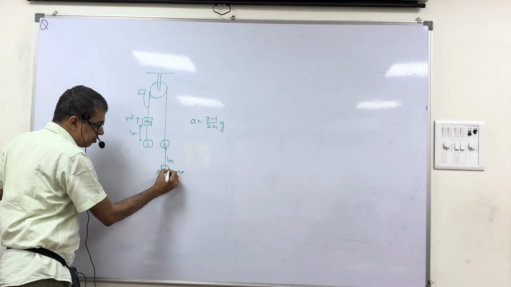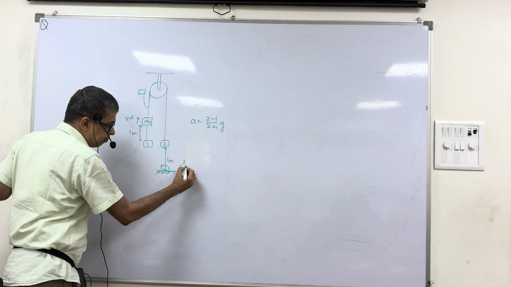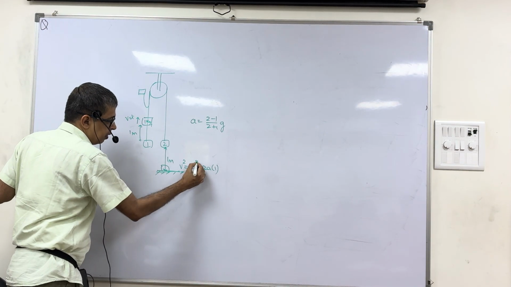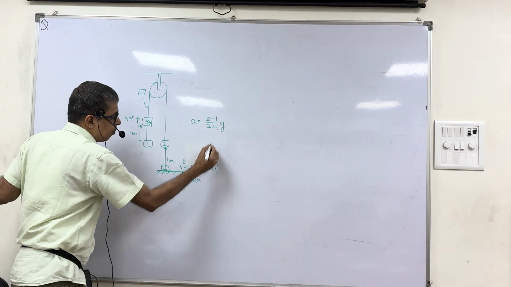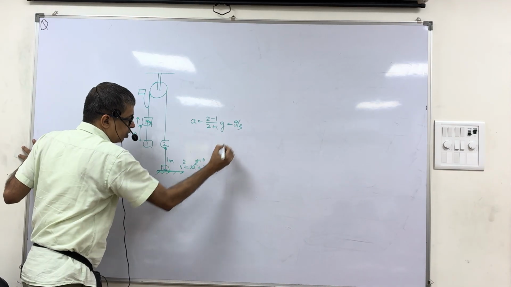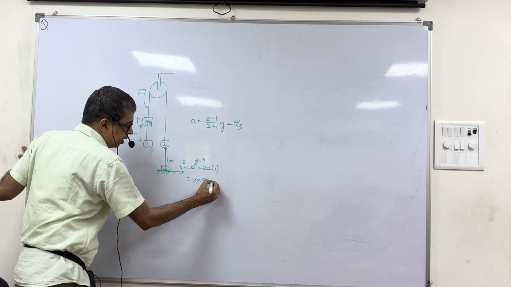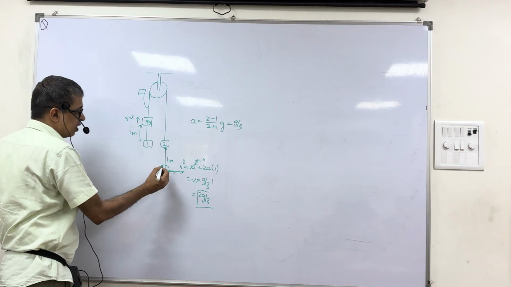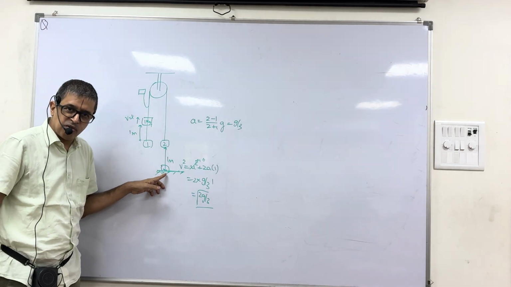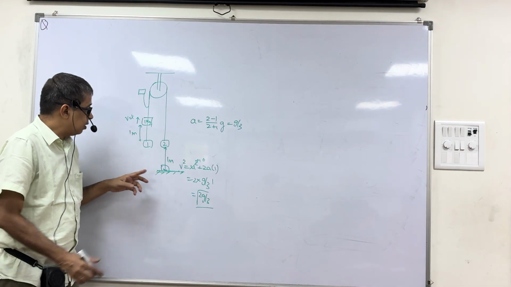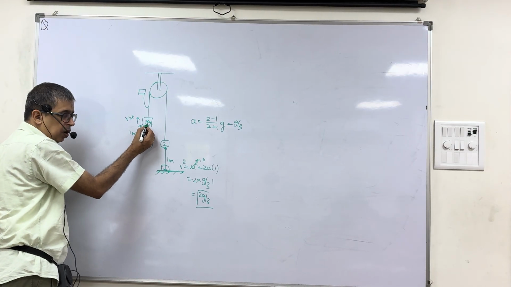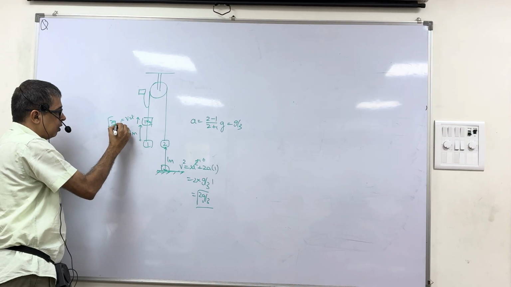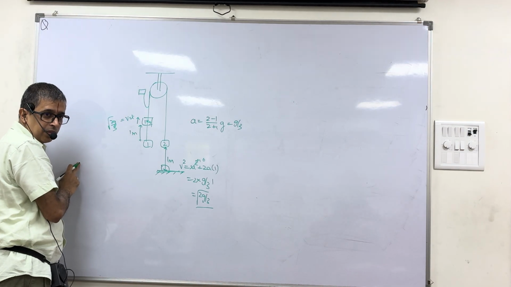What is the velocity of the 2 kg block just before striking? V square is equal to u square plus 2a times 1 meter. Initial velocity is 0. The acceleration will be g by 3. So V square is 2g by 3, and the square root of 2g by 3 is the velocity of this block just before striking. The same will be the velocity of this block. Right? This velocity is root over of 2g by 3.